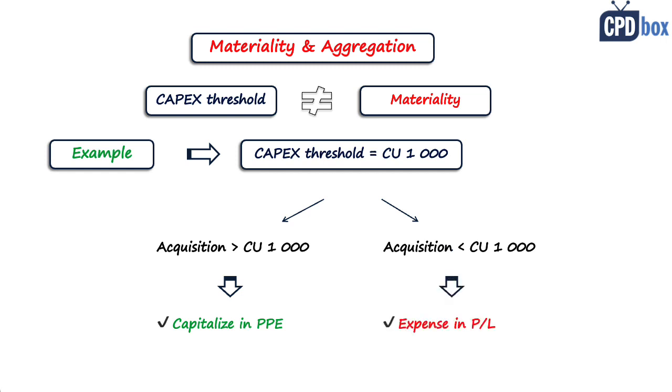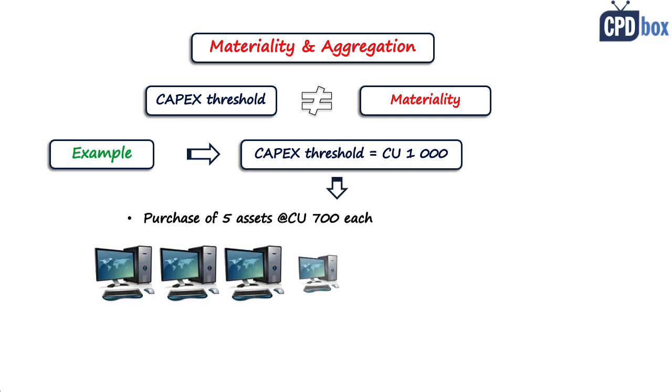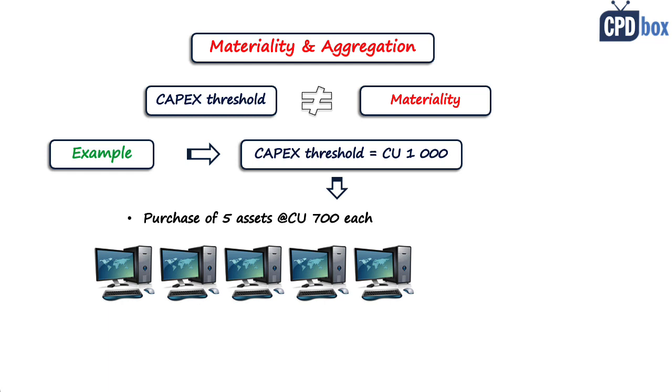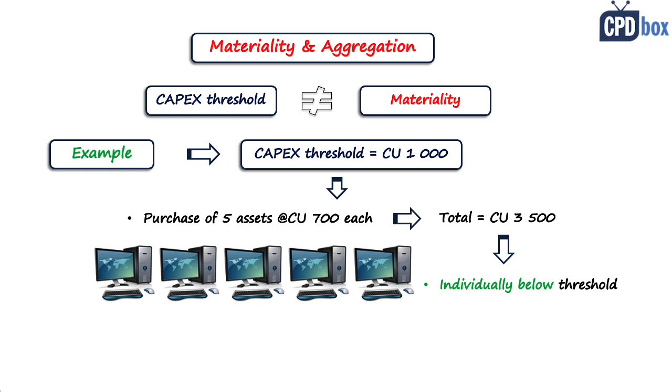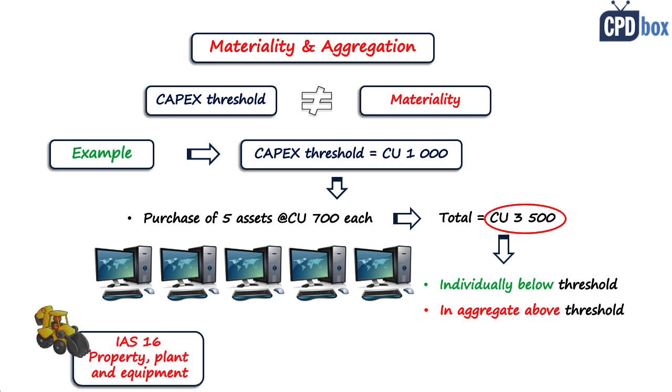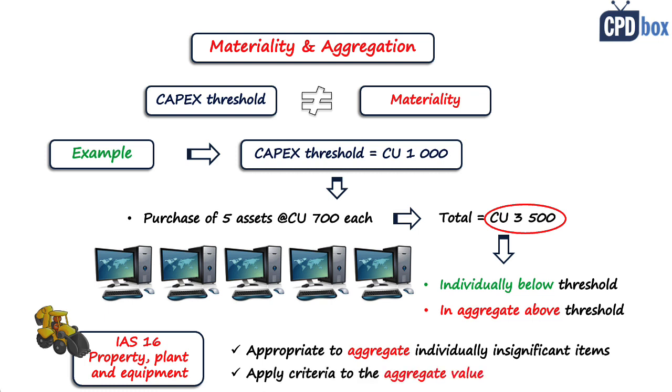Fair enough. Now, what about the situation when you buy 5 assets, while 700 currency units each? Well, it means that you made a purchase of 3,500 currency units. So individually, it is not material because it's below your materiality level or CAPEX threshold. But in aggregate, it is material. And the standard IAS 16 describes that in paragraph number 9. It says that it may be appropriate to aggregate individually insignificant items such as tools or molds and apply the recognition criteria to the aggregate value. So if the aggregate value is lower than your threshold, then expense it in profit or loss.